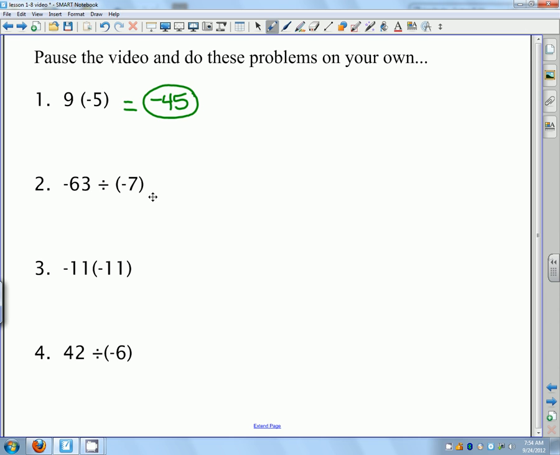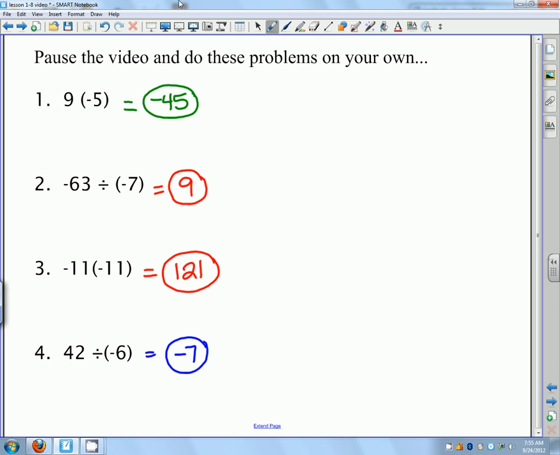Negative 63 divided by negative 7. If I have a negative divided by a negative, my answer is a positive 9. Here I have negative 11 times negative 11. If there's parentheses, that automatically means multiplication. So negative 11 times negative 11 is a positive 121. And then the last one is 42 divided by negative 6. I have a positive divided by a negative, so my answer is negative 7.